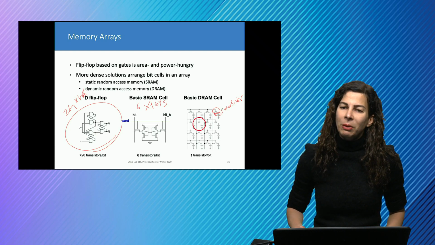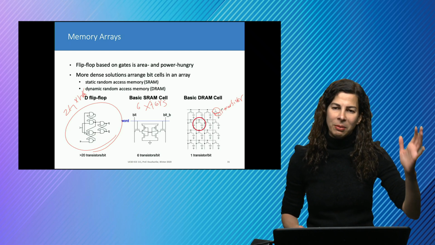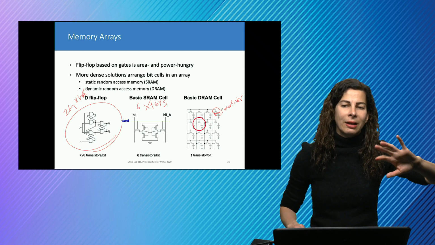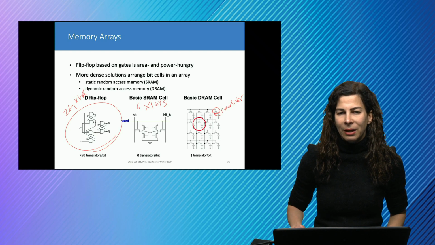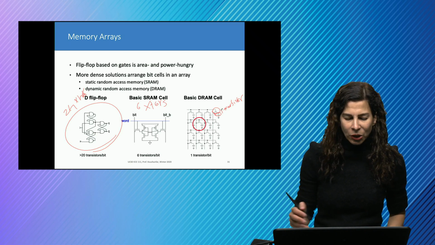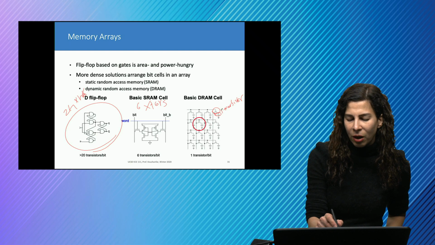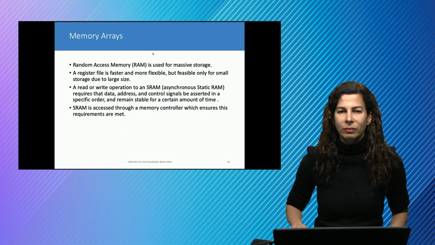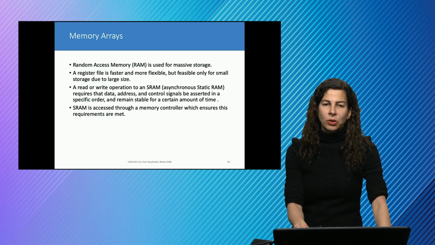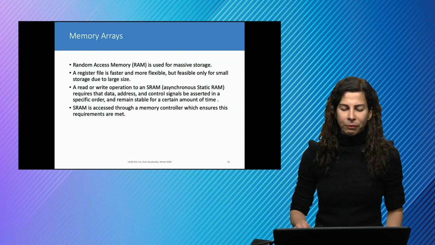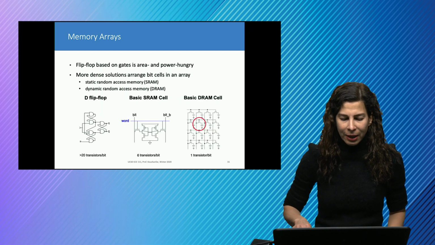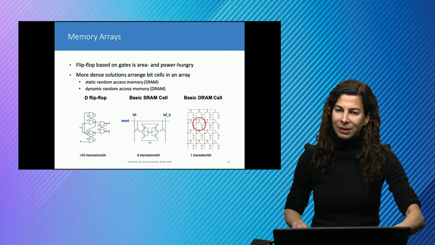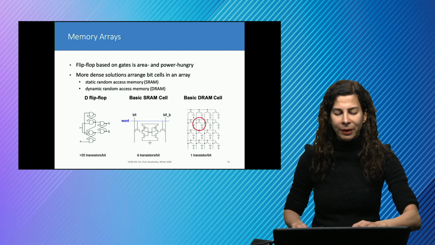If you want a more dense solution, typically we arrange the memory in an array, not just in single flip-flops that are distributed across the design. These gate-based flip-flops are area and power hungry, which is not desirable. When we have mass storage, we have these arrays of memory. Of course, a register file made of D flip-flops is much faster and much more accessible, but we pay the overhead for that.